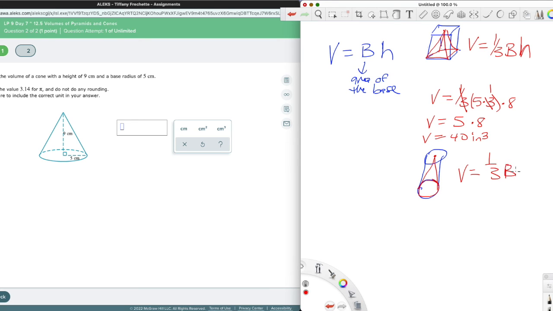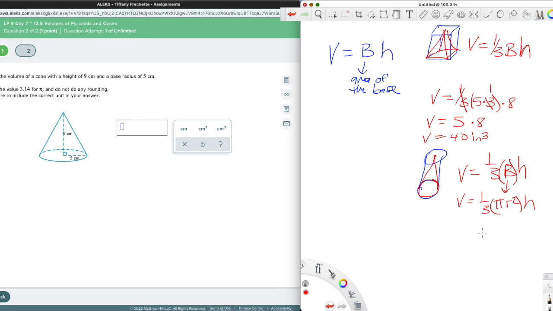Remember, the base of a cylinder is a circle, so it's going to be pi r squared times height, and then we're bringing the 1/3 down. So this is what I'm putting in parentheses. I'm just pointing out that the base is a circle, so to find the area is pi r squared. That's a 2. I swear that's a 2.